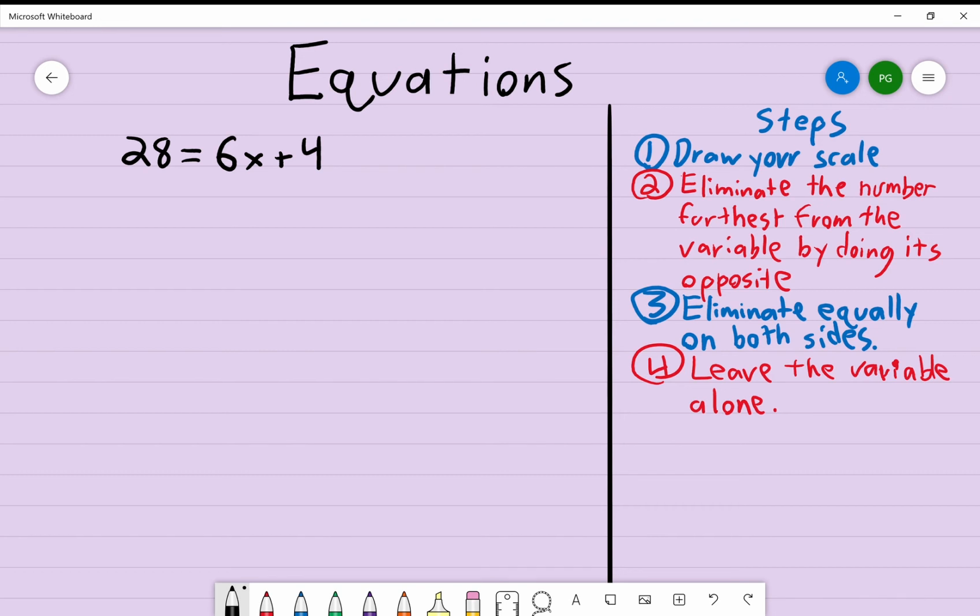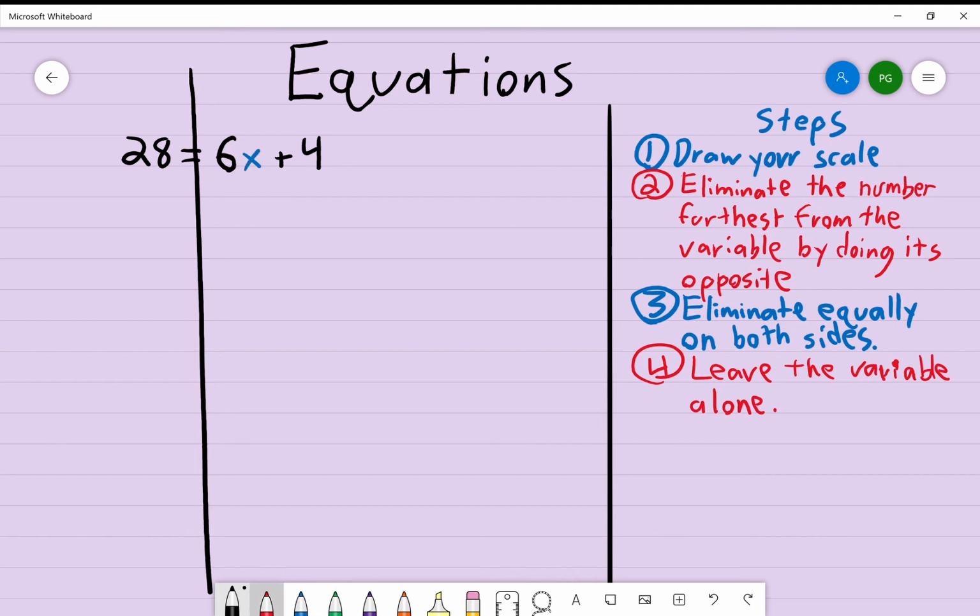Okay? Number 1, you draw your scale. Your equal sign is over here, so that's where you're going to draw your scale. Boom. Done. Next step, eliminate the number furthest from the variable. Okay, well let's identify the variable. Right now the variable is on this side, so it's going to be 28 equals 6x plus 4.